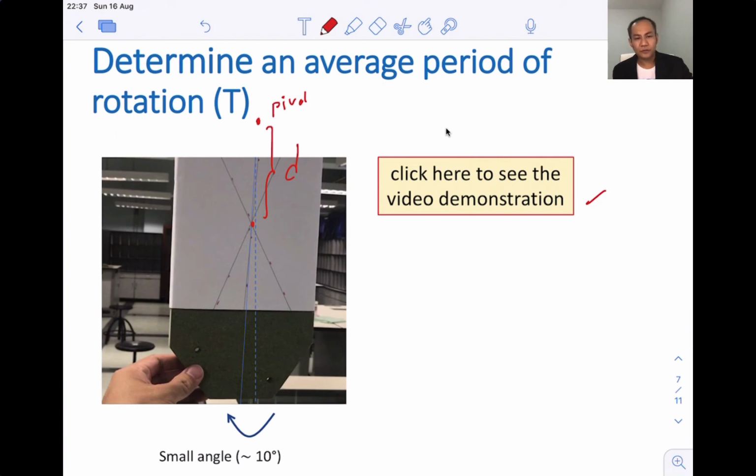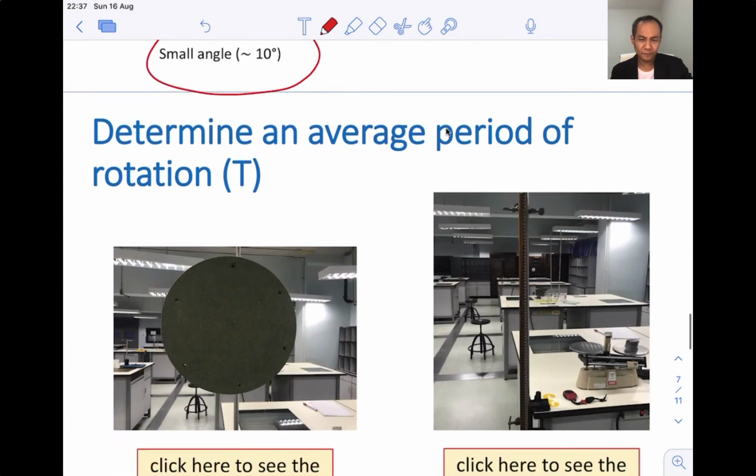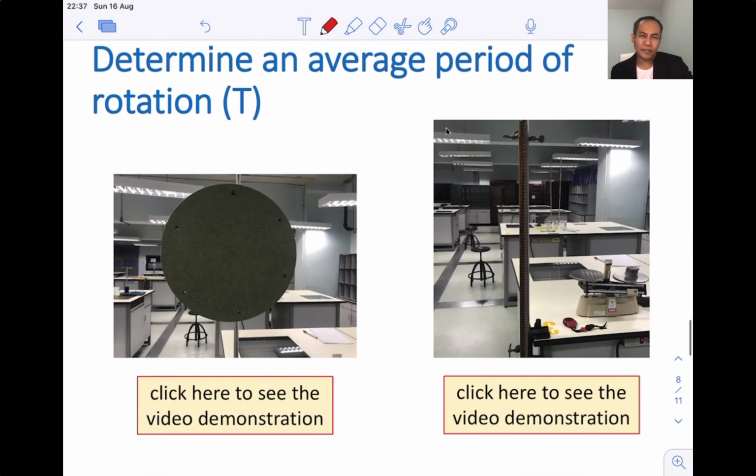And when you do the experiment, you pull the wood plate with a very small angle. In this case, I use an angle less than 10 degrees. Otherwise, your experiment might not be so accurate. Okay, and then you redo the experiment, but now you change to the disc and the meter stick. You can click here and here to see the demonstrations.